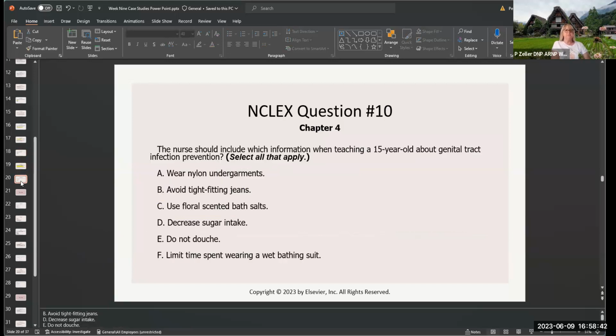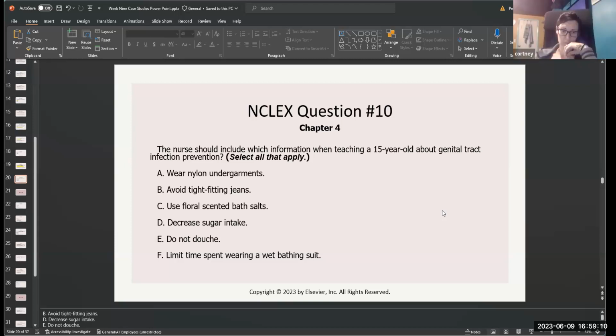So, okay. So some other things that we need to teach young teens, okay, about sexual health and taking care of themselves, and about genital tract infection prevention is some other things other than sexually transmitted diseases. What are some things we want to teach her?